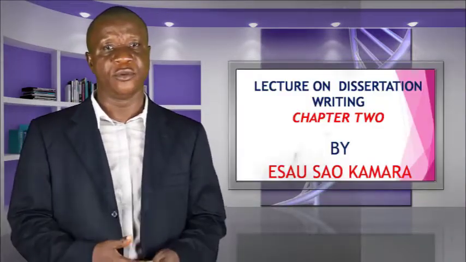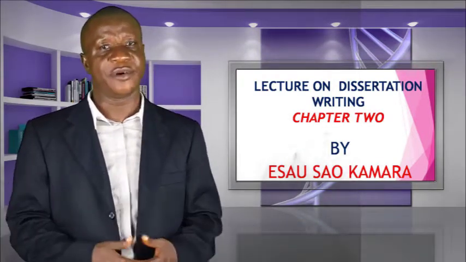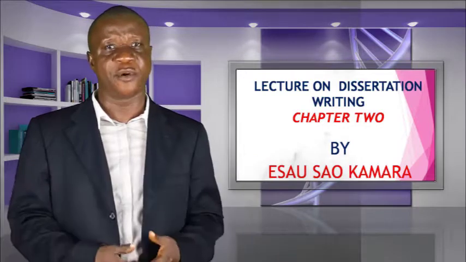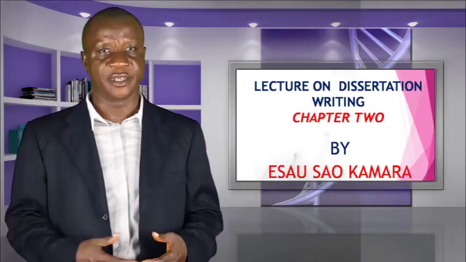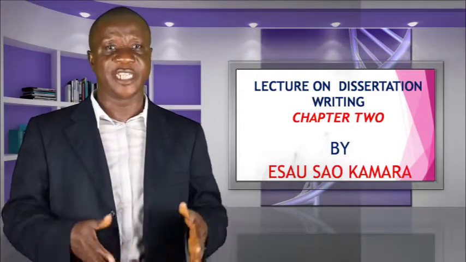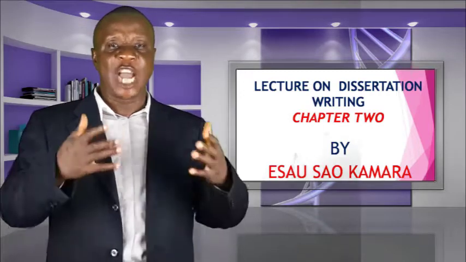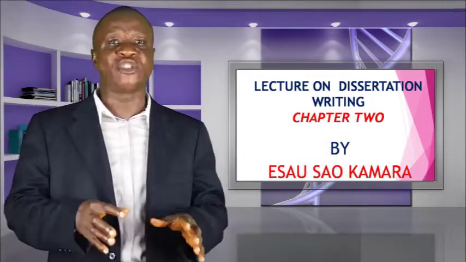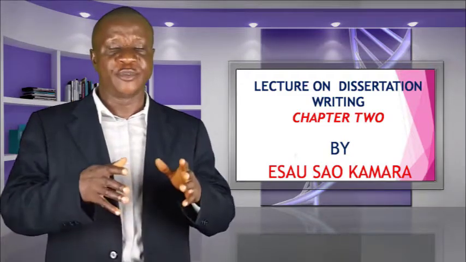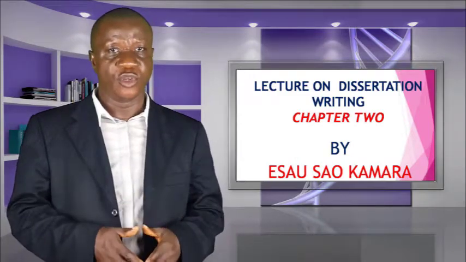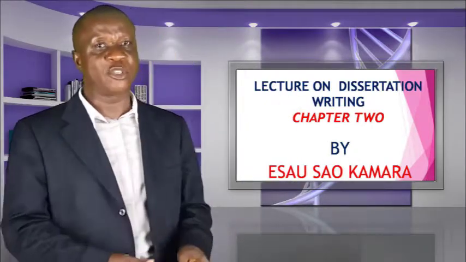Articles may also help you. Journals may also help you. Reports, records, all those things are very important. In fact, that is your primary source of data when you come to chapter 3. So what is important here in chapter 2? You are giving the views of scholars with respect to the topic you are researching, the views of those who wrote before you. You are giving what scholars have said with respect to that topic.